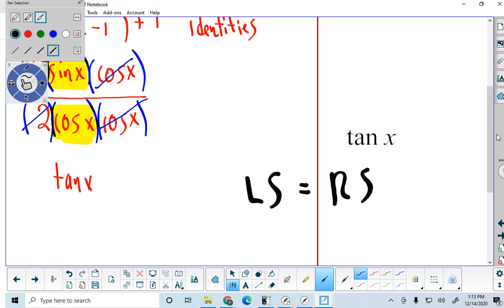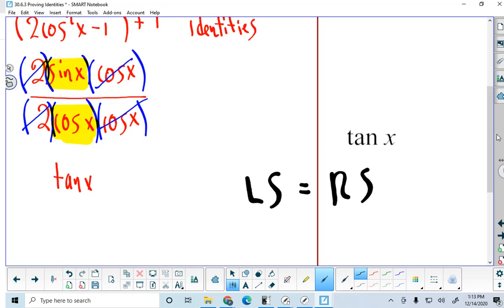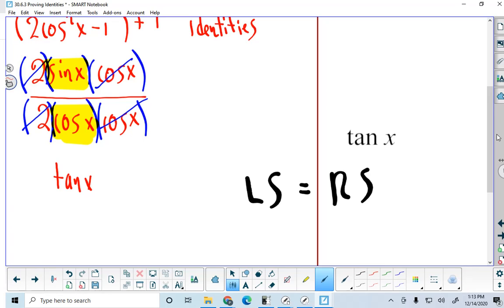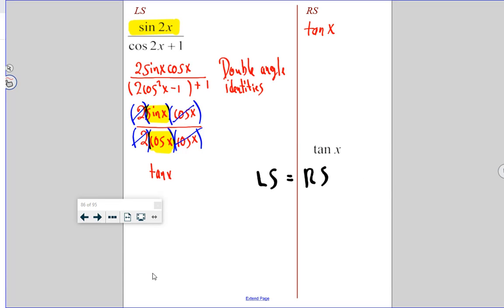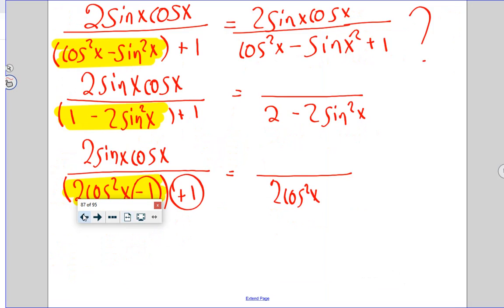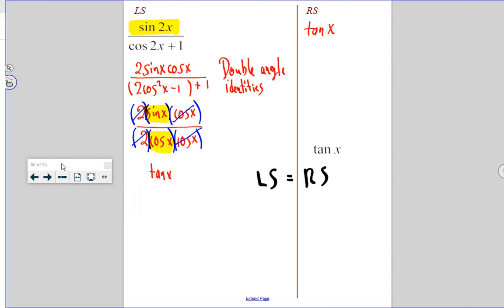Have I done anything wrong here? Show you the big picture. I'll show you everything. The question is, would I get full marks on an exam? And the answer is no, I'm missing something.